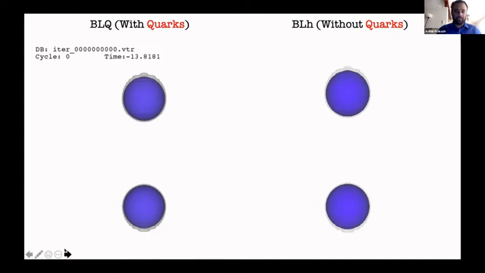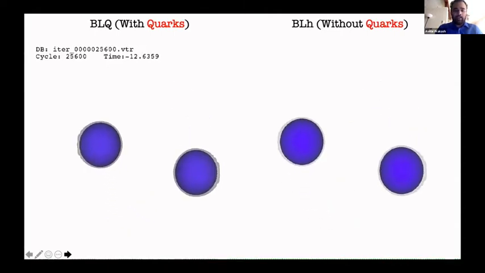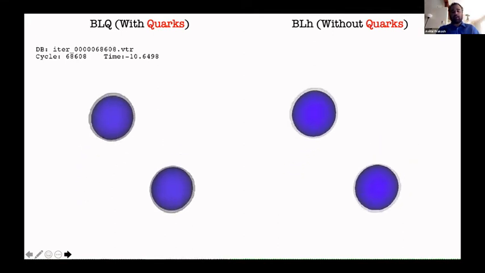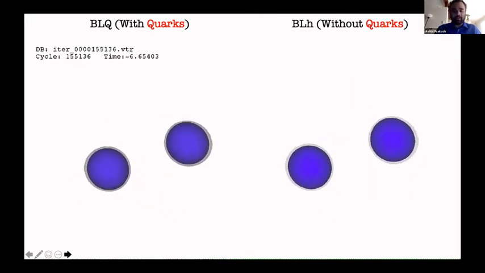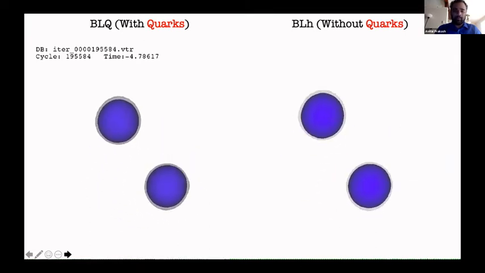The blue regions that you see here are density regions of 10 to the 14 grams per cc, and the gray regions are 10 to the 13 grams per cc. So let me run the simulation. Okay, this is the inspiral stage, wherein both of these equations of state predict equal evolution because our masses are below the quark formation threshold.